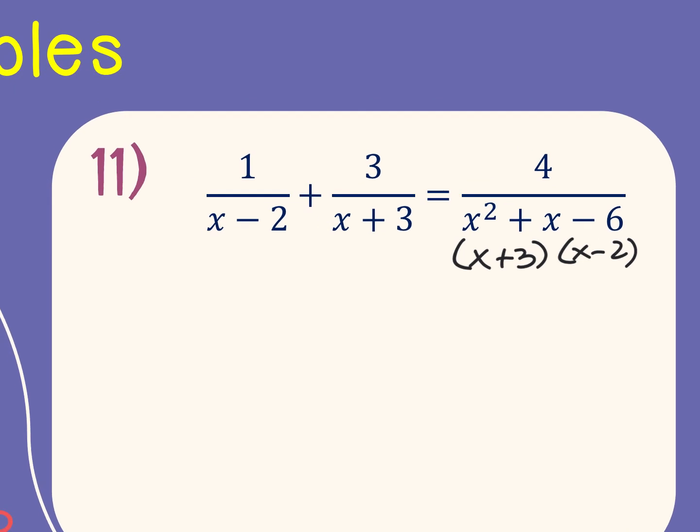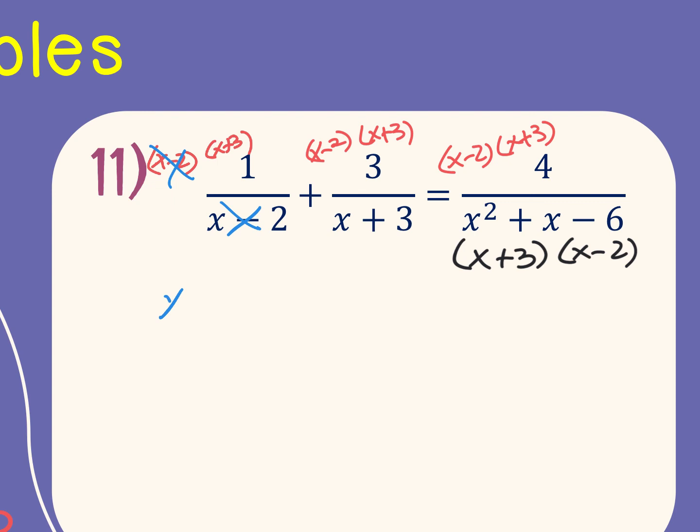So again, I need to multiply all 3 pieces. Now, if you'd rather, show that you're doing x minus 2, x plus 3 next to each one of these, you could do that as well. Again, it helps me to put it right next to it. So you can see here that the x minus 2 cancels. So 1 times x plus 3 is just the x plus 3. Here the x plus 3 cancels.